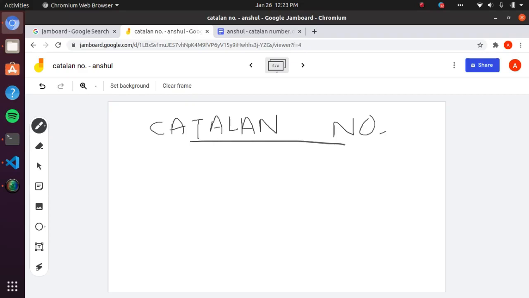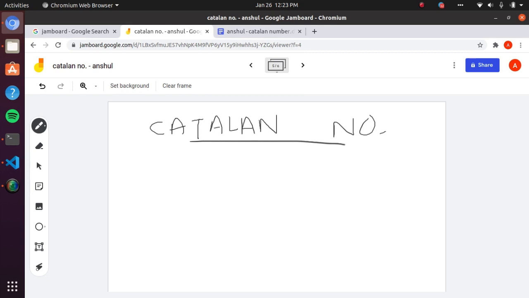Today we are going to discuss three main things: what are Catalan numbers, what are the use cases of these numbers, that is, the example questions which use these numbers, and the implementation of the nth Catalan number. So let's get started without wasting any time.